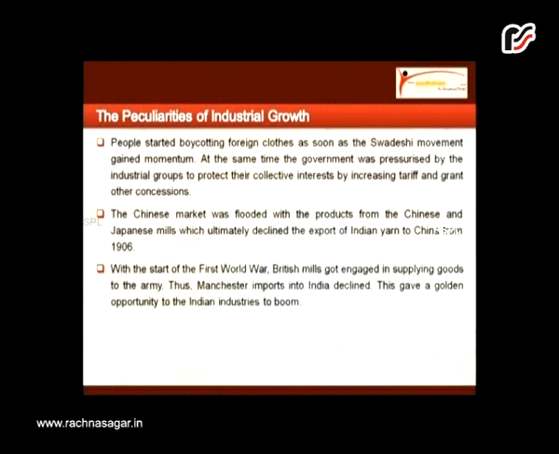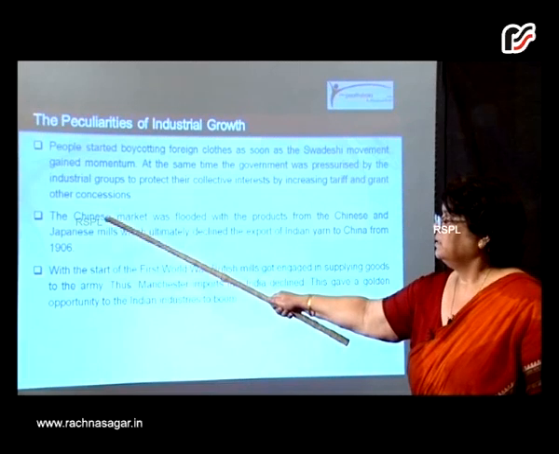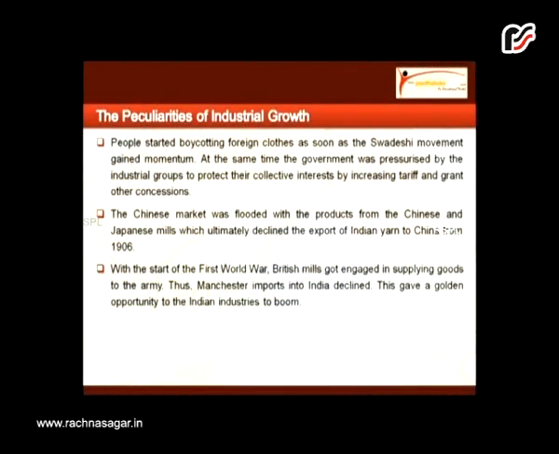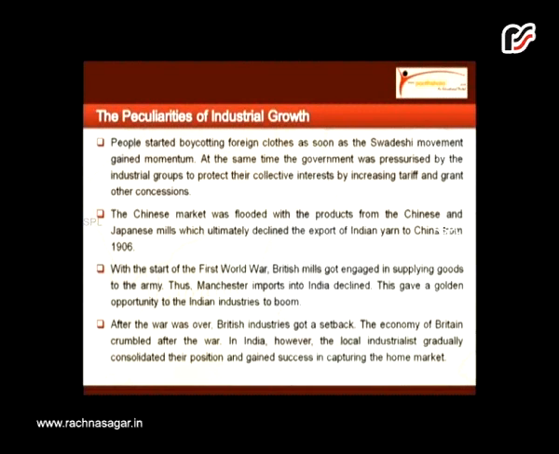and grant other concessions. The Chinese market was flooded with the products from the Chinese and Japanese mills, which ultimately declined the export of Indian yarn to China from 1906.